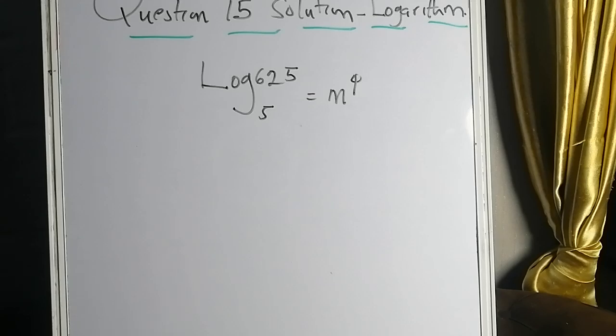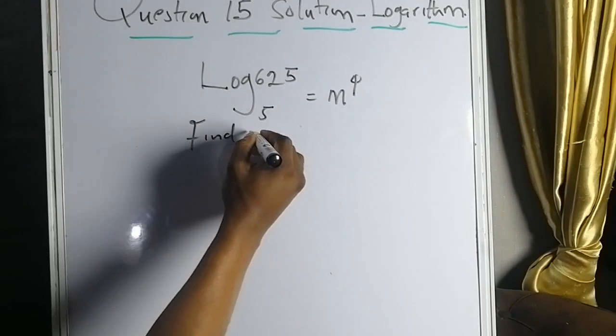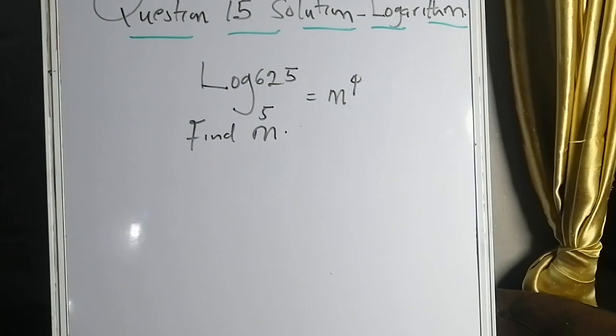So in this case, this is question 15, the first question that was shared on logarithms. We have log 625 base 5 equals m raised to power 4, and the question says find m. So m is not running anywhere. We are not searching for m. We're going to find the value of m, so m is here and we can get the value.